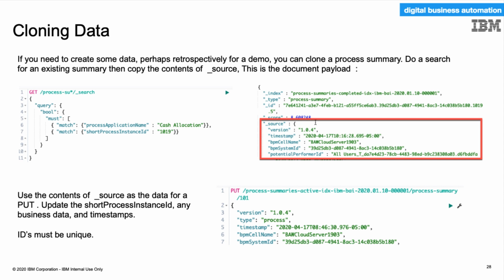Sometimes it's really handy to clone data or inject it retrospectively. So here I'm doing a get to find a particular process instance that I want to copy. I'm getting everything from under the underscore source field. This is the process summary payload. Then I'm changing the fields in here. I'm changing the timestamps, the process instance ID, making sure that the document ID is unique. So I've picked document ID 101. And then you can use a put command to inject that, and that, as I say, can be handy for dashboarding in a demo.